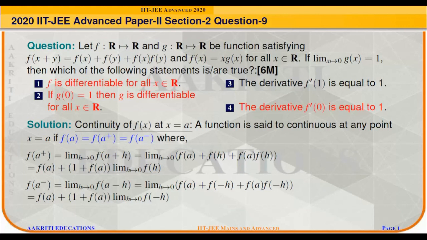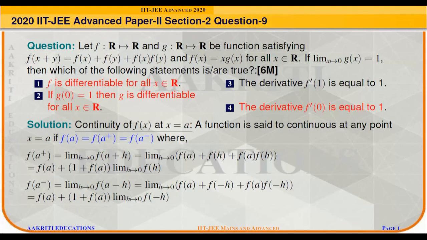This question deals with the differentiability of functions f(x) and g(x). So to go with the differentiability, first we will have to deal with continuity of the function. Continuity of function f(x) at x = a is defined when f(a) is equal to the right hand side limit of f at a, which is equal to the left hand side limit of f at a. The right hand side limit of f at a, which is nothing but f(a+), is defined as limit h goes to 0 of f(a+h).